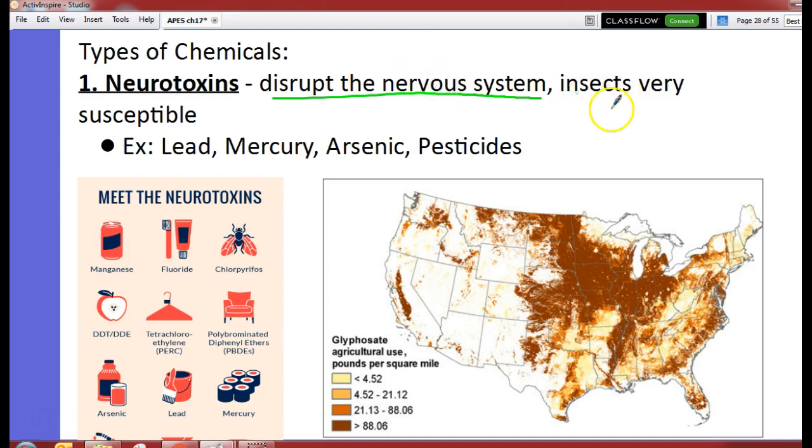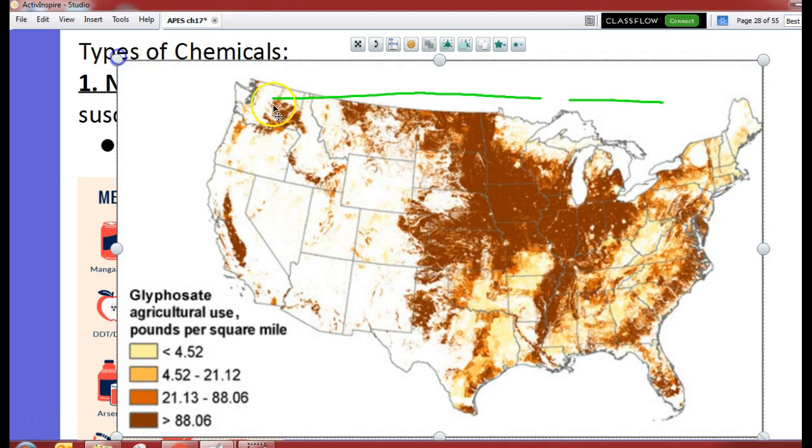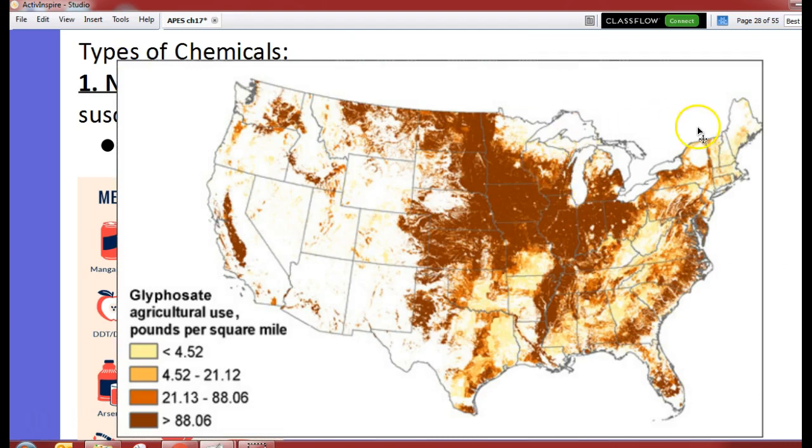So insects are really susceptible to neurotoxins and to nervous system damage. So what we actually do is we use chemicals that disrupt the nervous system in insects in order to deal with pests in our agricultural fields. A lot of our pesticides work this way. I'll move this in a second so you can write. But this is glyphosate. Glyphosate is the active ingredient in Roundup, which is the weed killer.